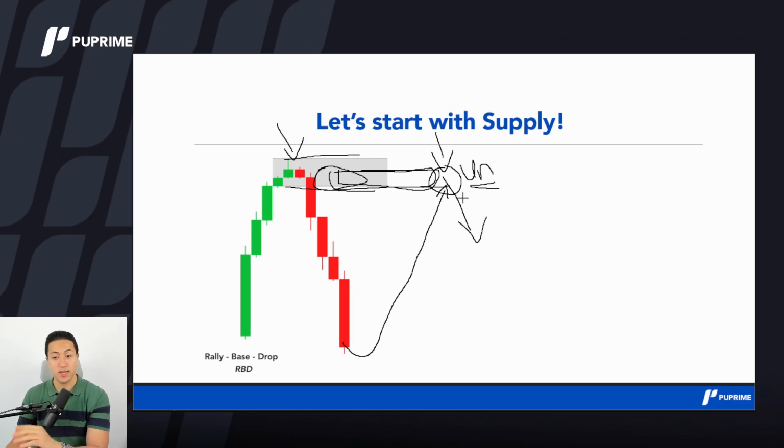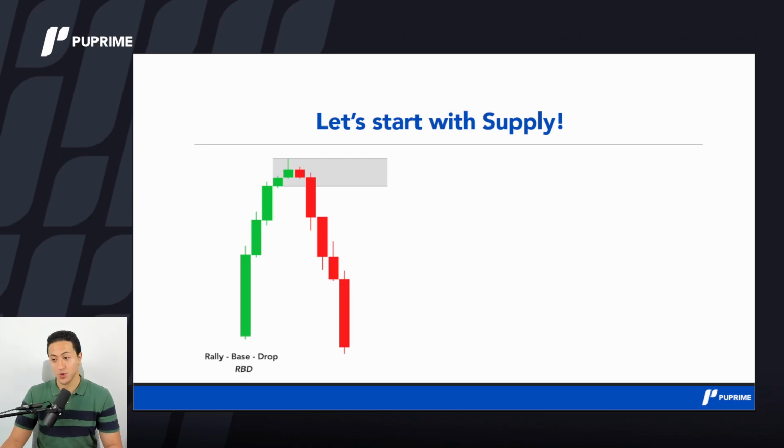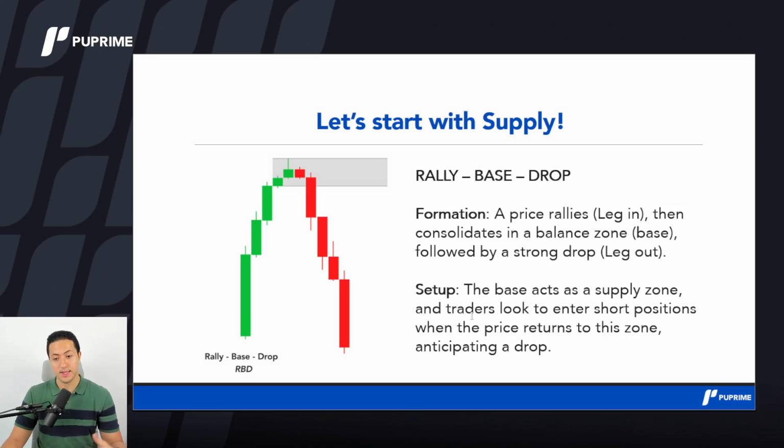We will just be shorting again with them here. And this is why we identify the supply zone, because we will be waiting for prices to go up again to touch those levels. When those levels have unfilled orders, let's fill our orders too with those unfilled orders. And that's why here it says the base acts as a supply zone and traders look to enter short positions when the price returns to this zone, anticipating a drop, okay?